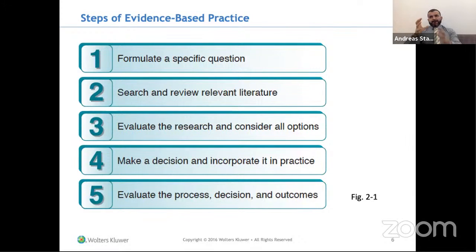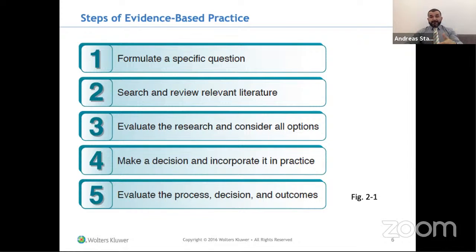And then after I evaluate what I find, I have to decide. I have to decide based on the options that I have, based, again, on what we already know. So I have a research question, I search the literature, I identify what is significant for me and the options that I have based on what we know. And at some point, I need to make a decision. And once I make that decision, I apply it.